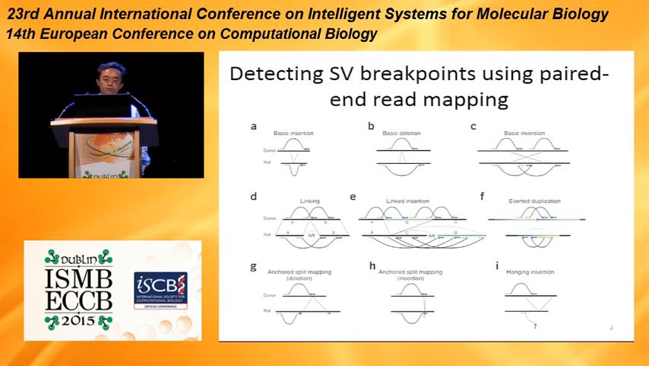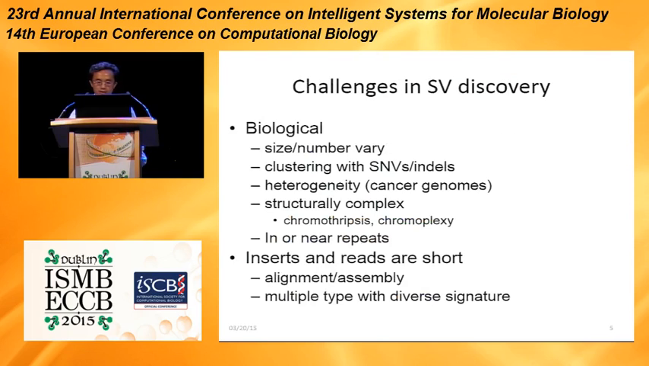Each type of breakpoint, depending on how it was created by different types of structural variants, could have a different type of rearrangement pattern associated with those breakpoints. Therefore, from an algorithmic development perspective, we need to have different models or different pattern recognition logic in place to recognize the different types of breakpoints. So this poses a computationally challenging problem.